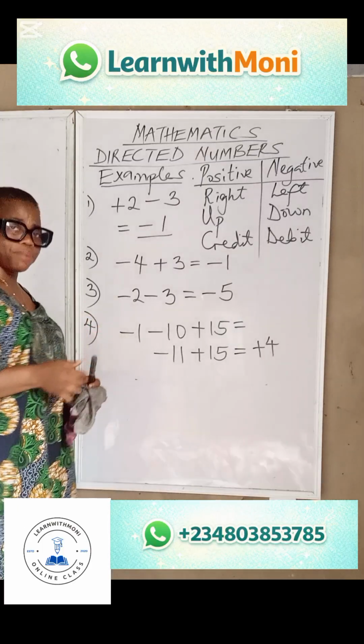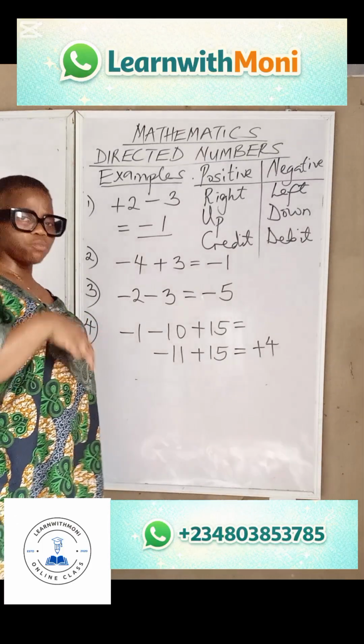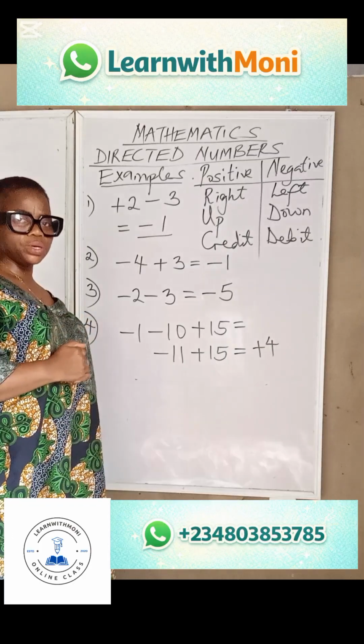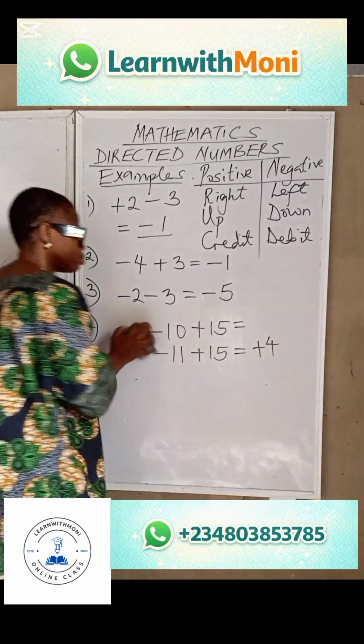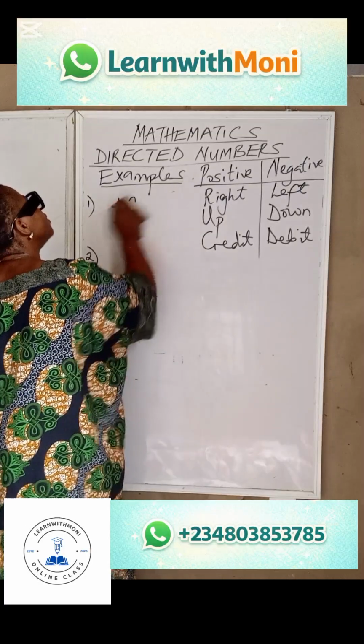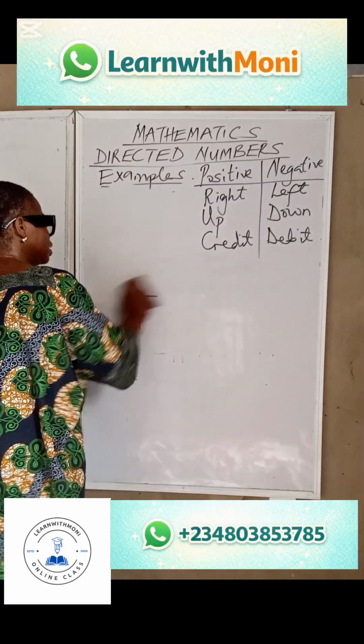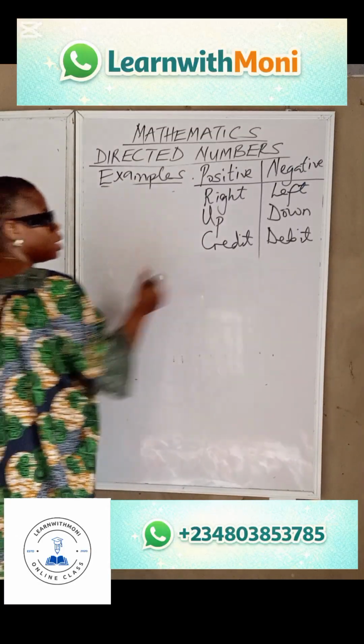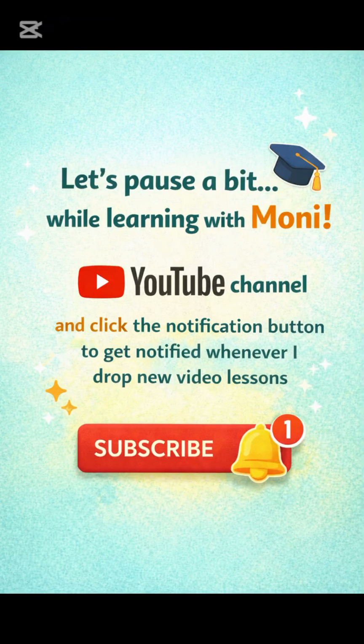These directed numbers, we can have them as multiplication and division as well. When we are multiplying directed numbers or we are dividing, there are rules to this. Let us see the rules.